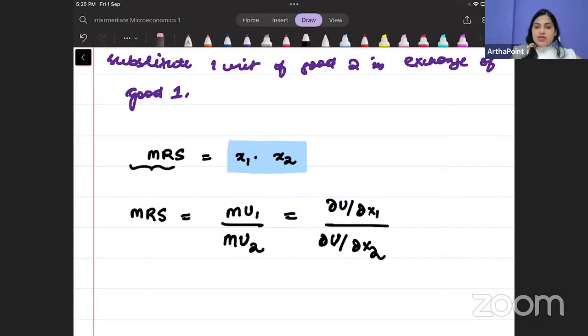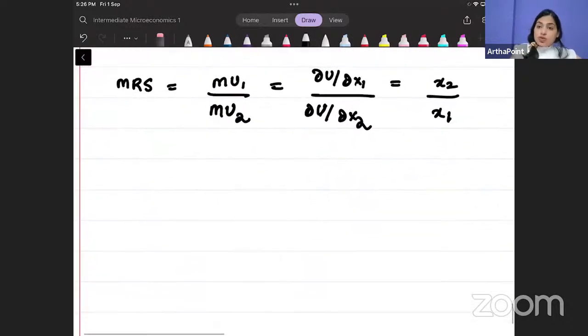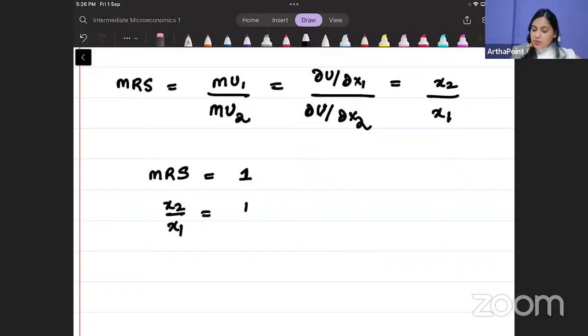So when I differentiate this with respect to x1, what will I get? I will get x2. When I differentiate this with respect to x2, what will I get? I will get x1. Now the question is telling me that I need to equate MRS to 1. यही तो पूछ रहा है कि MRS 1 कब होगा? So beta, x2 by x1 is equal to 1. That means x2 is equal to x1.